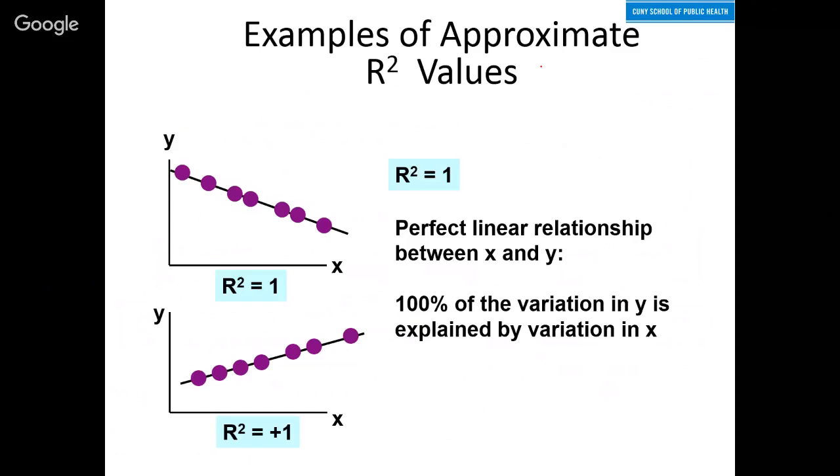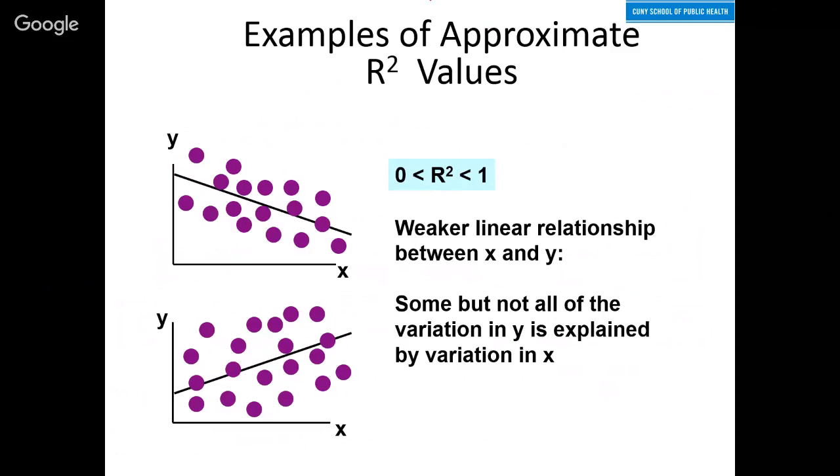R squared equals 1 looks the same as when R equals 1 or negative 1. And values in between 0 and 1, again, it can be a positive or a negative correlation, and it means that somewhere between none and all of the variation in y is explained by variation in x.